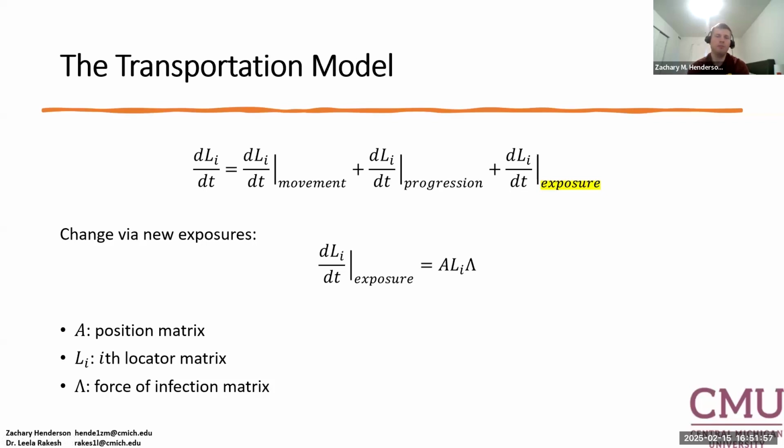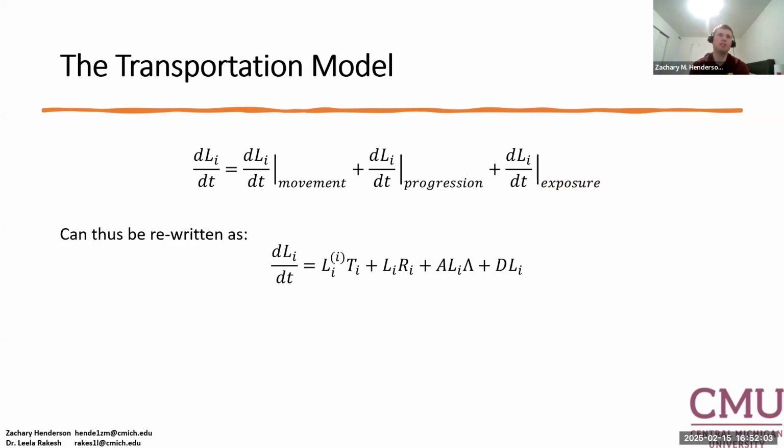So now that we stick that together, we have the change via exposure as A times L sub I times lambda, and then we can put these all together to give us our differential equation, looking at the change of each locator matrix, and then we can get the change in the state matrices based on these changes. It looks a little bit messy, but this is something that can be passed into Python quite nicely. That's what we've coded all of our simulations in here.